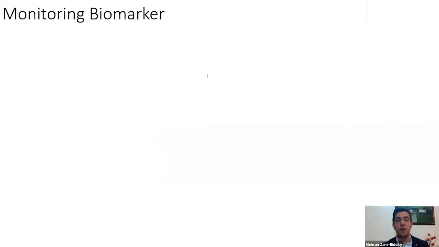And the monitoring biomarker is a biomarker measured serially for assessing the status of a disease or medical condition, or for evidence of exposure to a medical product or an environment.